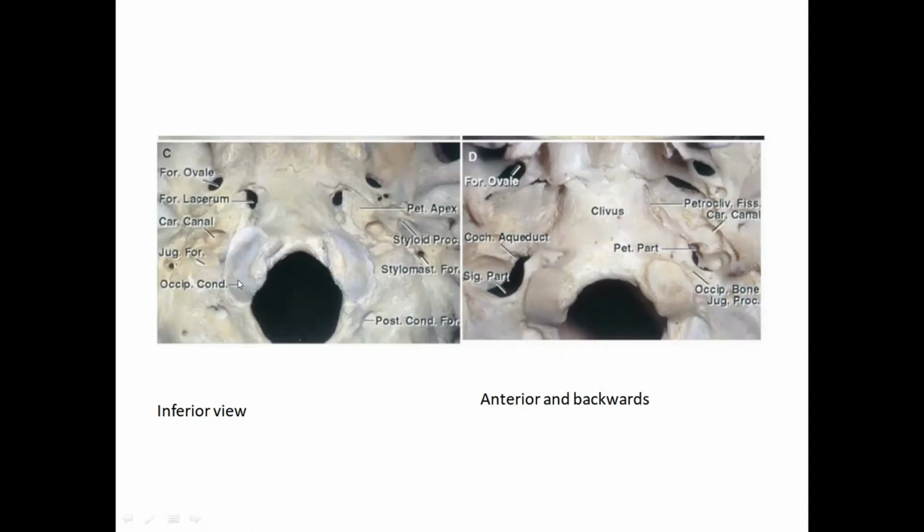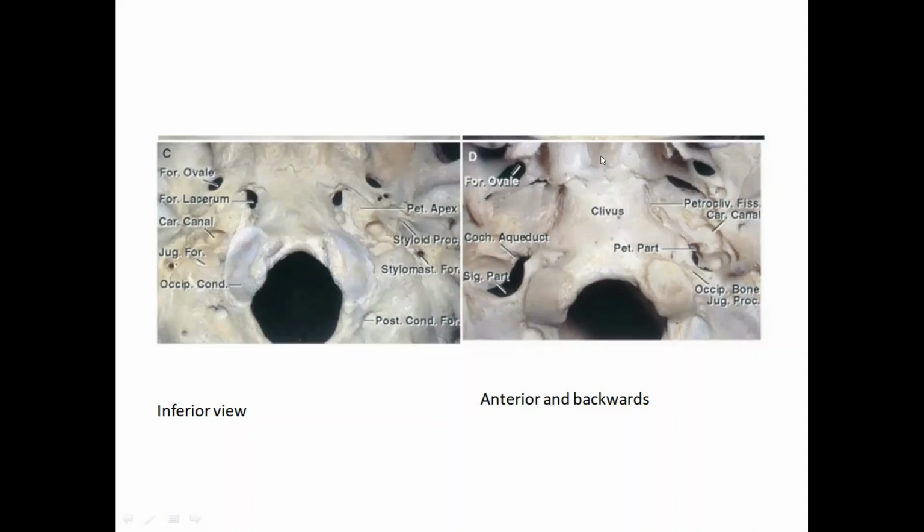Previously, we were looking from superior, posterior backwards. This is the posterior condylar foramen, through which the emissary vein usually traverses. Then lateral to the jugular foramen, we can appreciate the stylomastoid foramen. This is the area from which the facial nerve usually exits.